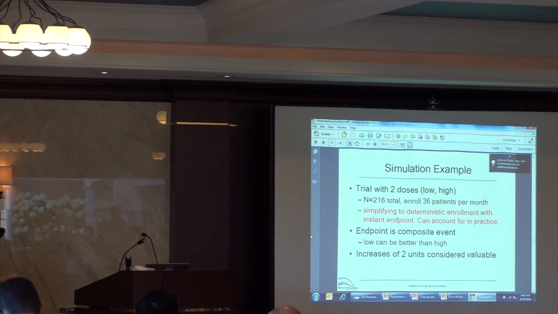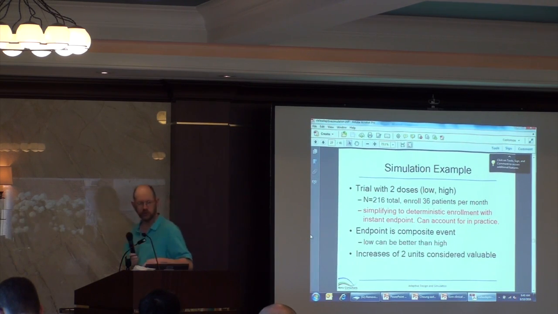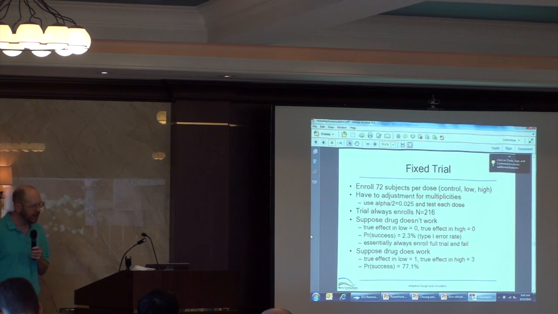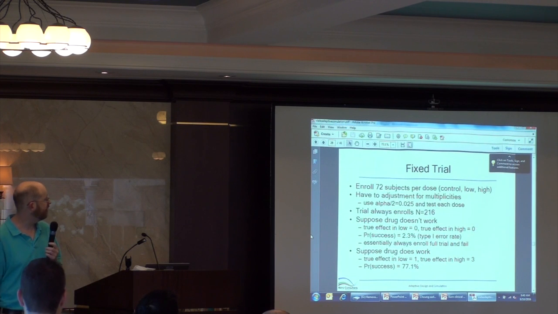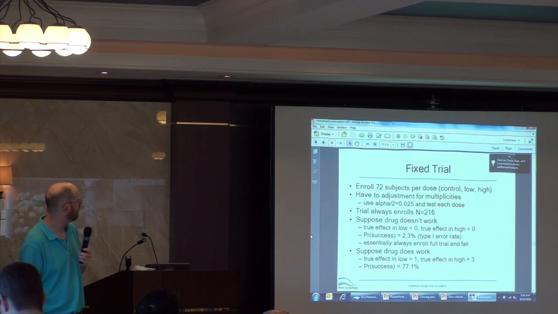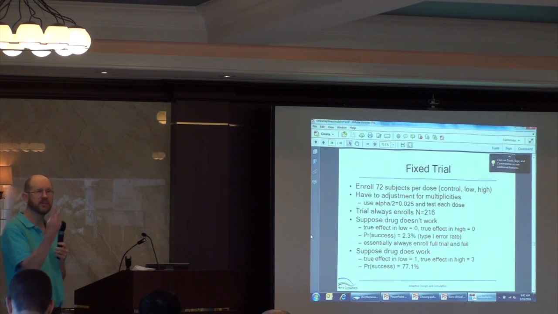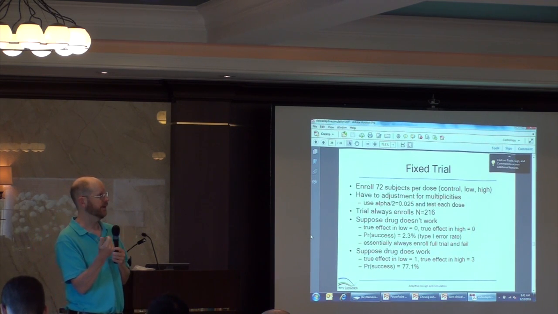I also am in a situation where, on whatever endpoint I'm using, increases of 2 units are considered valuable here. If I do a fixed trial on this, I'm going to enroll 72 subjects per dose, so control, low and high. Remember what Michelle told you about multiplicities. You've got 2 doses, you've got 2 shots at the apple, so we need to do a multiplicity adjustment. I'm going to do a Bonferroni, I'm going to cut my alpha in half.